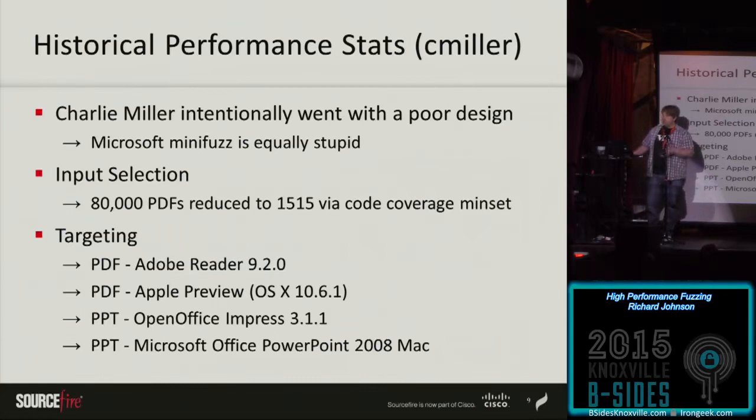So he did find a number of bugs. He started out with 80,000 PDFs. He used an algorithm to run each one of those PDFs under the target and then determined what the code coverage was of each input file, and then did a min set of which of these files are required to achieve the maximum code coverage with the least amount of files going in.